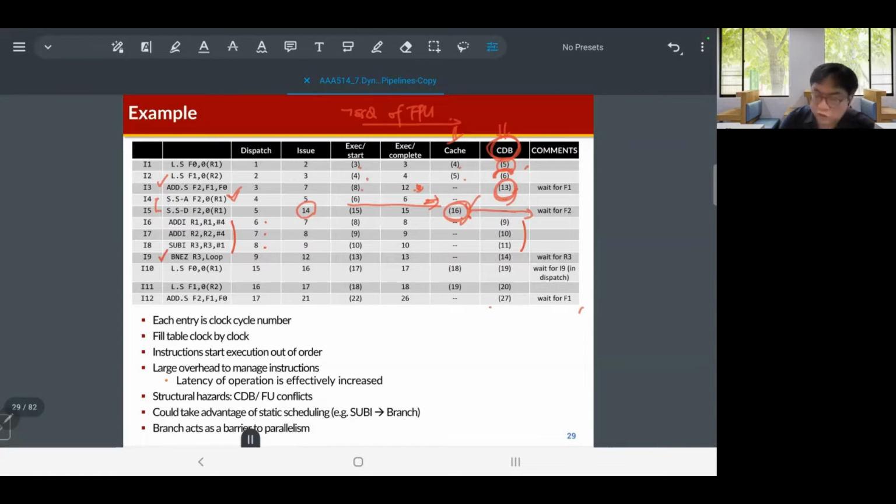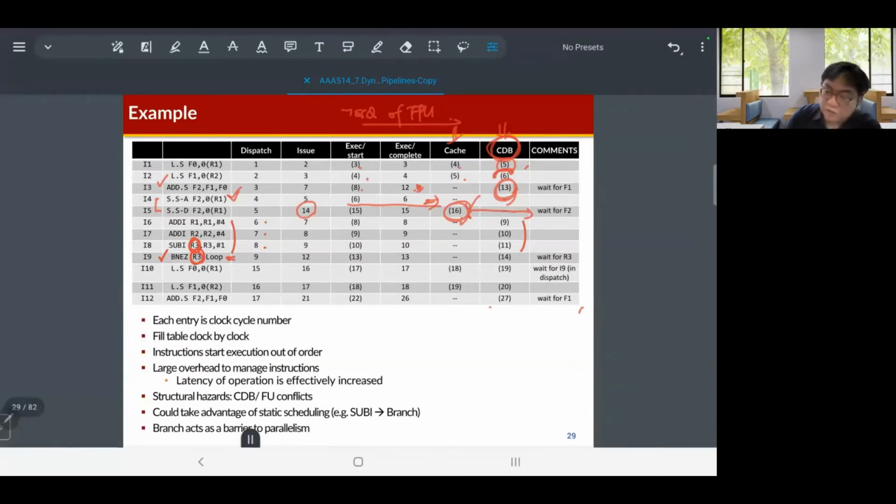How about the branch? If you see this branch instruction, it just checks R3, and you know this R3 is picked by sub instruction I8. So what's the problem?